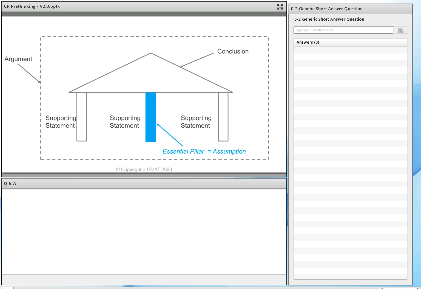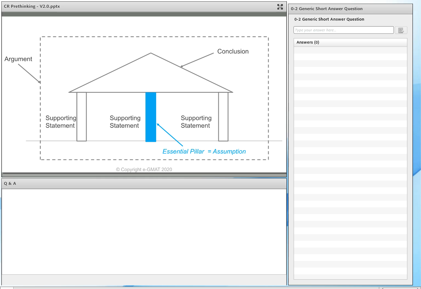They are your strengtheners. Okay, so that must be true piece, and I'm going to describe what that must be true is, because that's the core of understanding what an assumption is. That must be true pillar, that essential pillar, is an assumption.